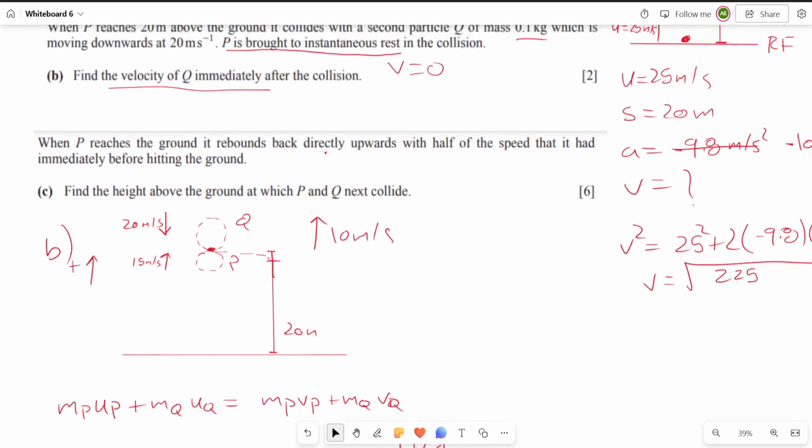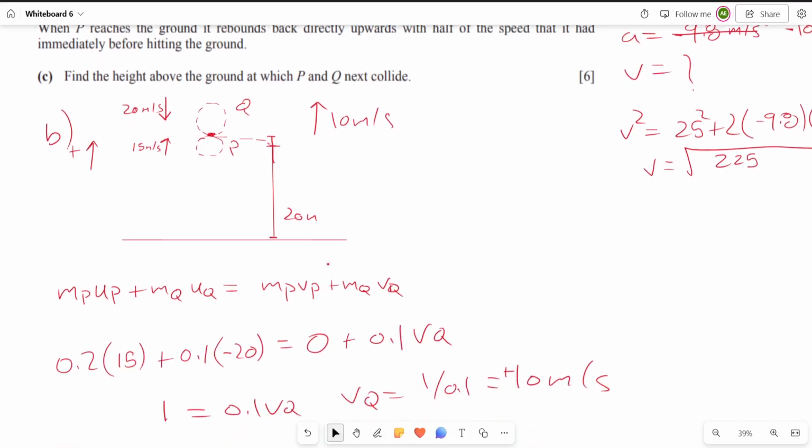Okay, so this until now, I believe, is all okay. Here is where it gets super interesting. It says when P reaches the ground, it rebounds back directly upwards with half of the speed that it had immediately before hitting the ground, and it says find the height above the ground at which P and Q next collide. Okay, this is a lot.